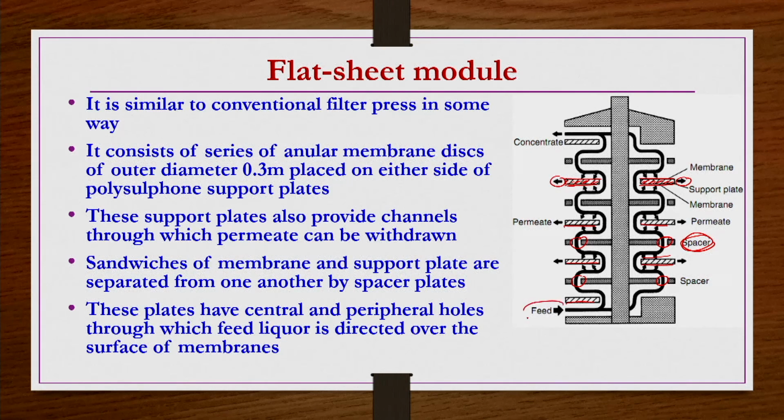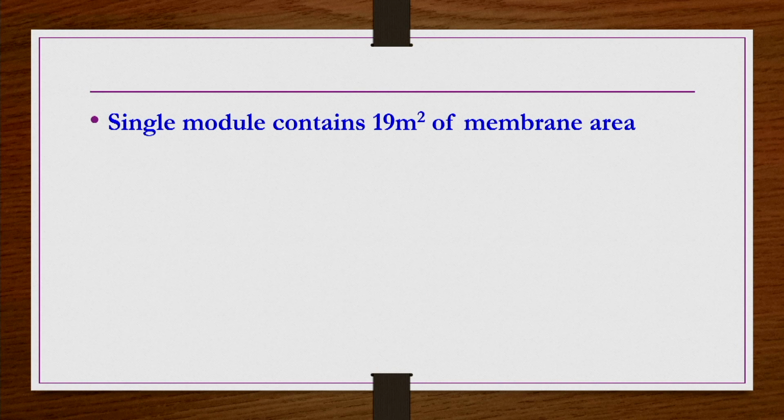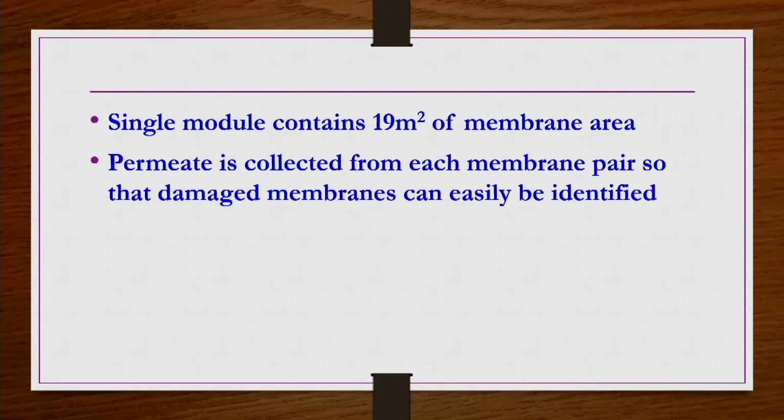Now when the feed comes in, it will pass through all the different membranes one after the other, passing through the spacers as well. At every location we can collect the permeate from each membrane stack, and at the end we have the concentrate. A single module contains in general 19 square meters of membrane area. Permeate is collected from each membrane pair, so that damaged membranes can easily be identified.